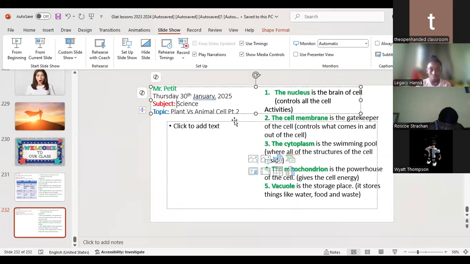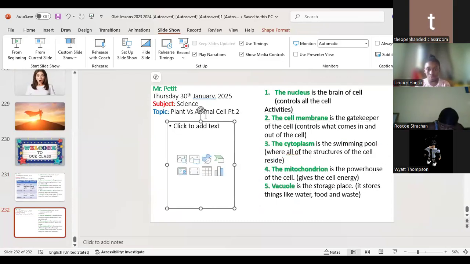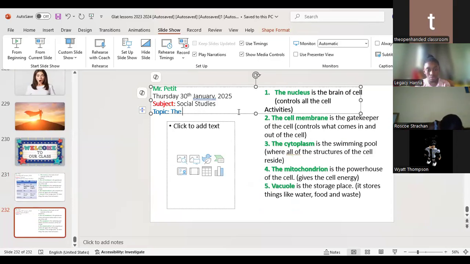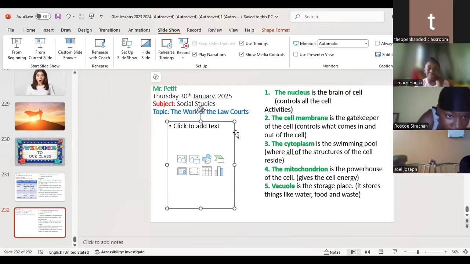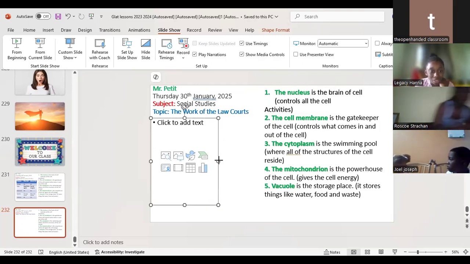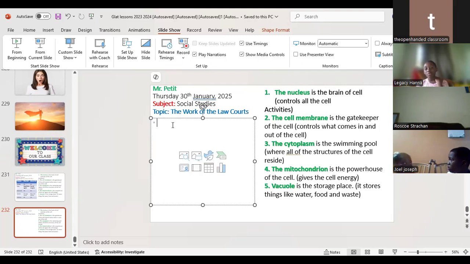Okay. So the next part that we're gonna be doing is social studies. We're gonna be looking at the work of the law courts. Anyone here want to be a lawyer when they grow up? I don't know. You're not sure? It's kind of scary. If a bad person wants you to defend them, then that's a problem. I mean, you could defend only good people then.